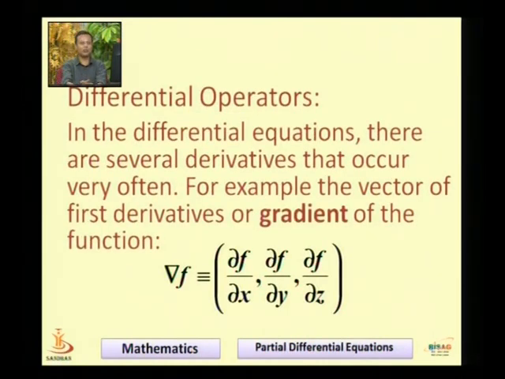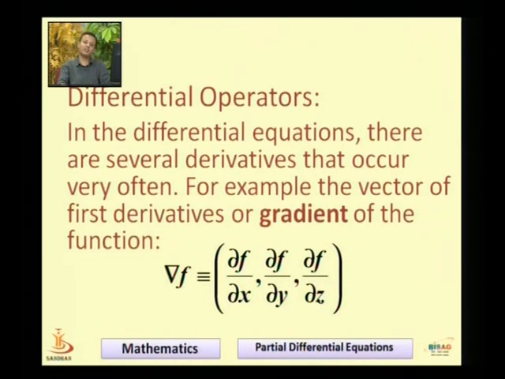Next is differential operators. Before we go to partial differential equations, using the partial derivatives, the differential operators del by del x, del by del y, del by del z, using the first order partial derivatives, the differential operator del is introduced here. In differential equations, there are several derivatives that occur very often. For example, the vector of first derivatives, also known as the gradient of the function.